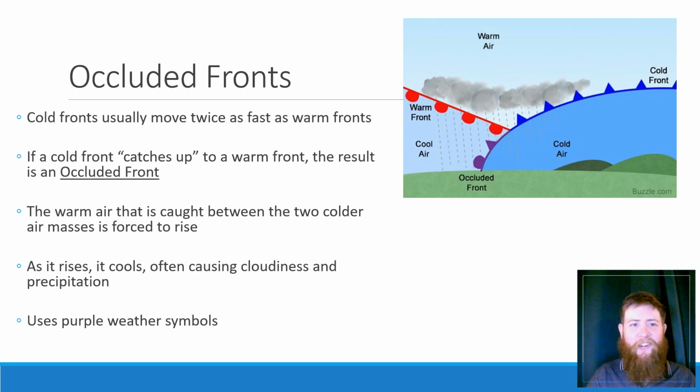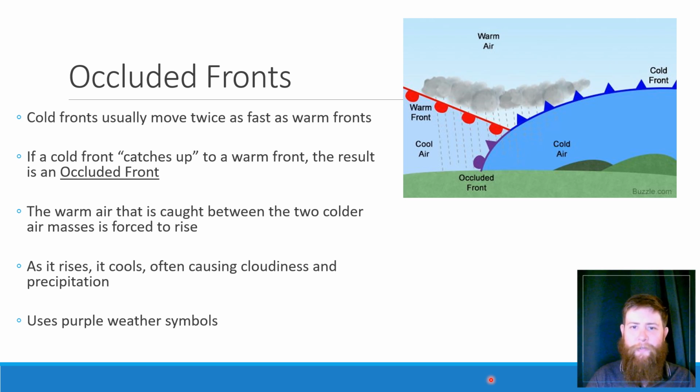Our next ones here are occluded fronts. These happen when we have cold air catching up to a warm front. Something to note about cold fronts is usually they're coming from high pressure areas, so they're moving really, really fast, just about twice as fast as a warm front can move. So as this cold front catches up to a warm front, we get what's called an occluded front. The warm air is caught between two colder air masses. It starts to rise up. As it rises, it starts to cool, often causing a lot of cloudiness and precipitation.